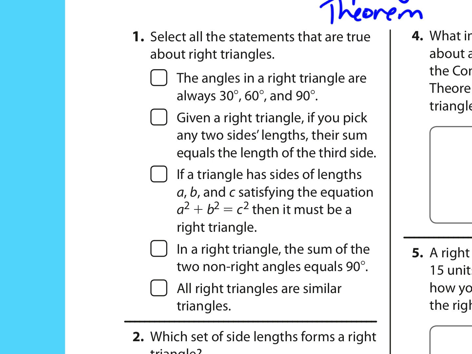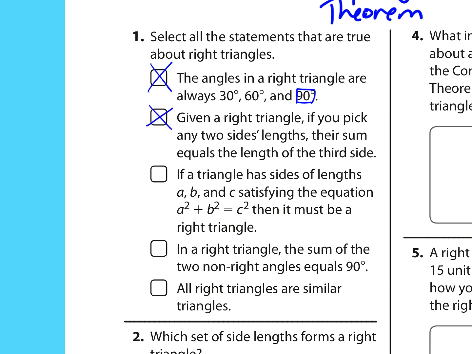The first, the angles in a right triangle are always 30, 60, and 90 degrees. That is not true. They do have to include a 90-degree angle, but the other two could be any combination that add up to another 90 degrees. The second is, given a right triangle, if you pick any two side lengths, their sum equals the length of the third side. That is not true. You have to deal with squares of sides.